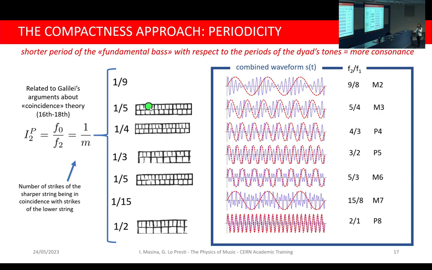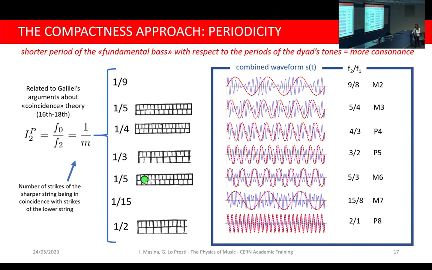And these are the original drawings of Galileo about the coincidence, because you count every strike, every maximum, let's say. You can also visualize this with the pendulum, as Galileo suggested. The number of strikes of the sharpest string is in coincidence with the strikes of the lower strings.